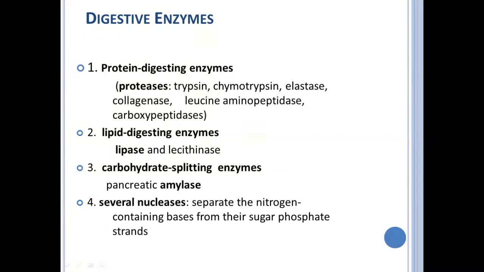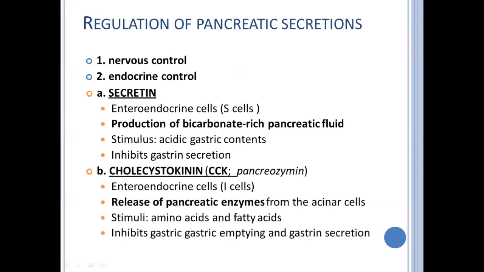So these are the protein digesting enzymes. Okay, very important. You have the trypsin, and then you have the lipid digesting enzymes, very important. You have the lipase, and then you have the carbohydrate splitting enzymes, very important. You have the amylase, and then you have the several nucleases. Okay, so those are the enzymes coming from the pancreas.